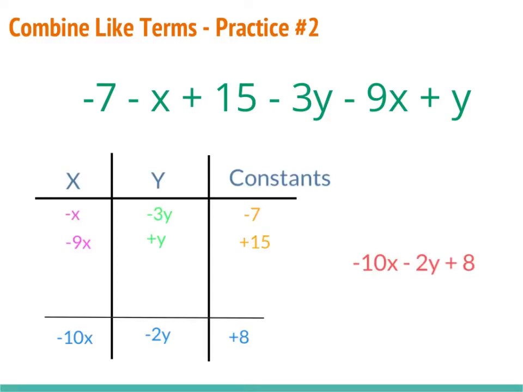How did you do? Were you able to get the answer that we got, negative 10x minus 2y plus 8? If you didn't, go ahead and take a look at my work and see where you may have made the mistake. Go ahead and fix the problem on your paper, and let's go on to the next example.